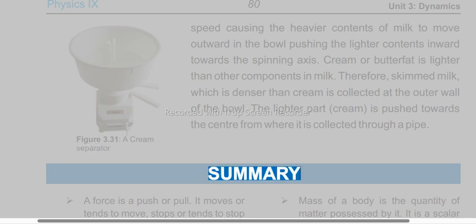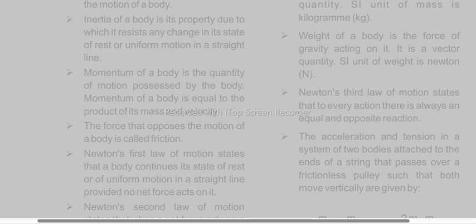Summary. A force is a push or pull. It moves or tends to move, stops or tends to stop the motion of a body. Inertia of a body is its property due to which it resists any change in its state of rest or uniform motion in a straight line. Momentum of a body is the quantity of motion possessed by the body. Momentum of a body is equal to the product of its mass and velocity.